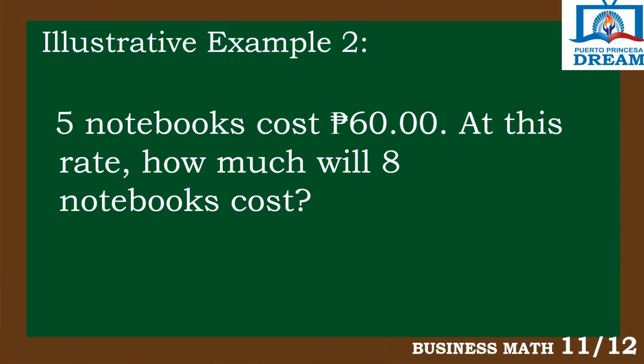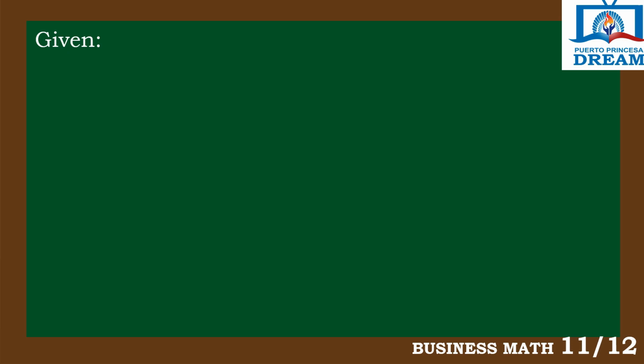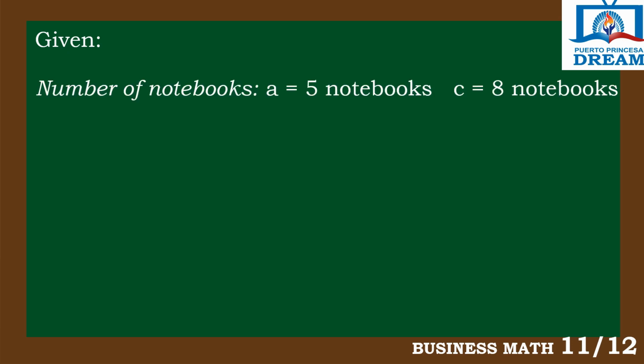Illustrative example 2. 5 notebooks cost 60 pesos. At this rate, how much will 8 notebooks cost? So from the example, we have the given number of notebooks. A is equal to 5 notebooks and C is equal to 8 notebooks, and the total cost B is equal to 60 pesos, and D is equal to N.